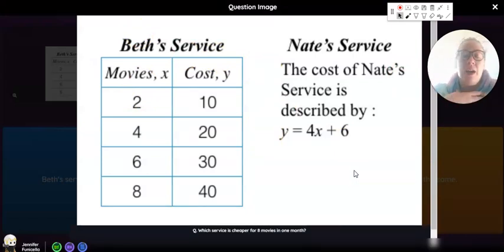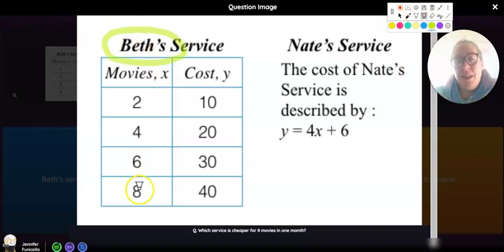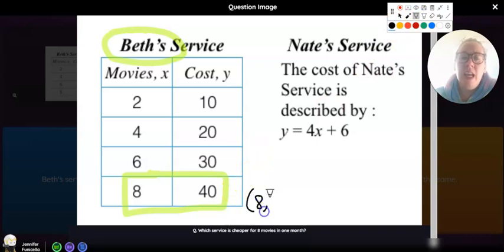So X is our variable for number of movies, and Y is giving you that cost. So, for Beth's service, 8 movies is $40. And remember, this is a coordinate, right? This is 8 comma 40. That's going to be on this function. If you watch 8 movies, it'll cost you $40. Great.